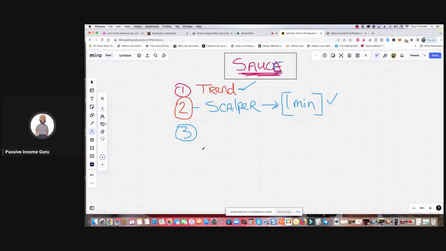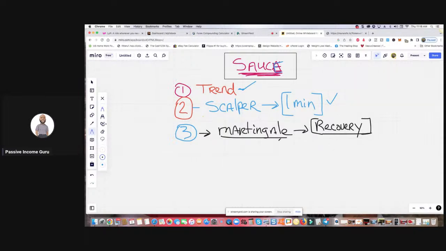All right, and the last thing is it has a martingale feature to it. If you don't know what martingale is, martingale deals with recovery trades at certain levels. But the sauce doesn't just place recovery trades, guys. It recognizes levels in the market, and then it will place a recovery trade or martingale. So these three components are what the sauce comes with.